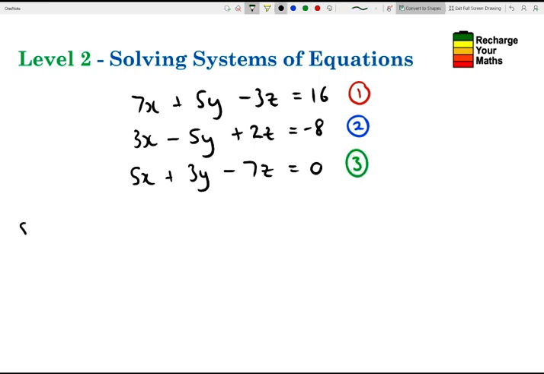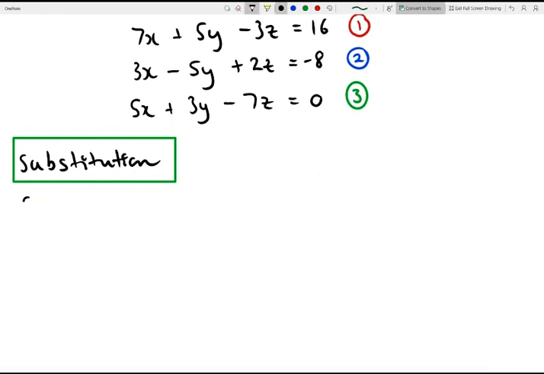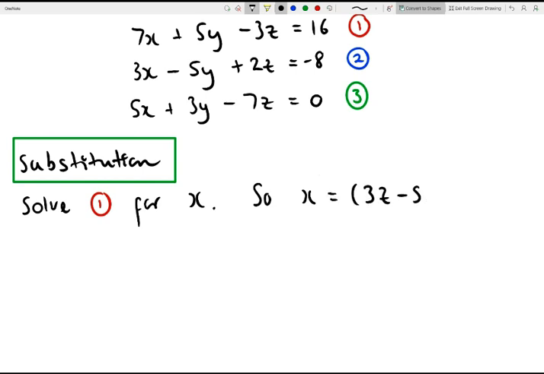We're going to be solving this system in 2 different ways, but we're going to start off solving it using substitution. Okay, so first thing we're going to do is solve equation 1 for x. So we look at equation 1, rearrange for x, and we have that x is 3z minus 5y plus 16, and that's all divided by 7.